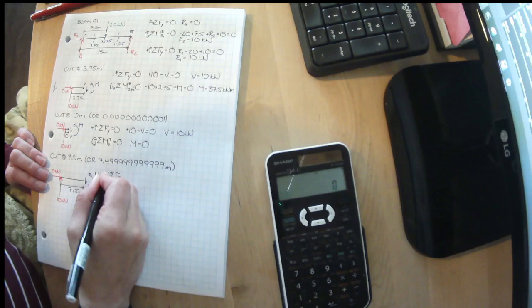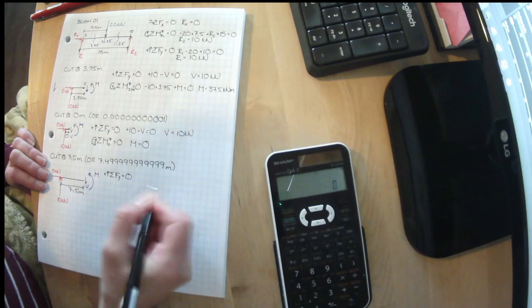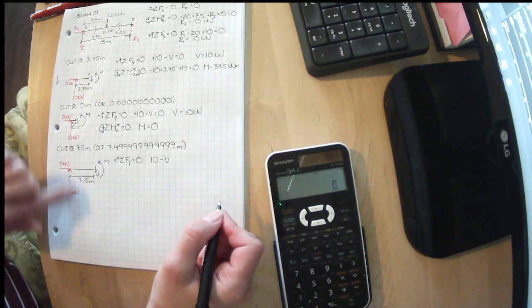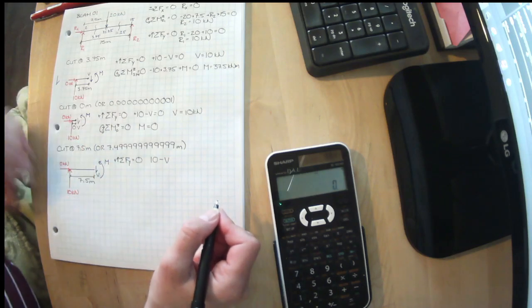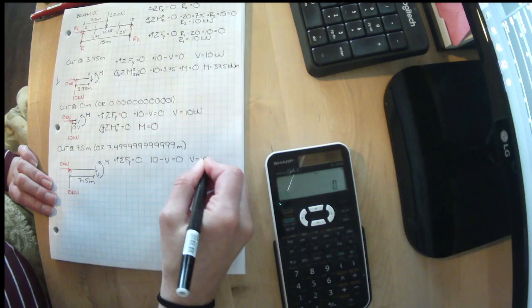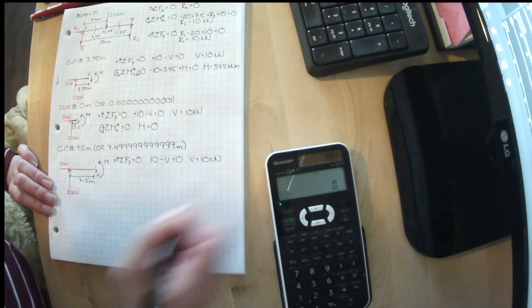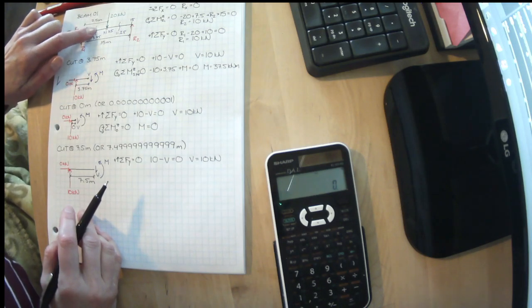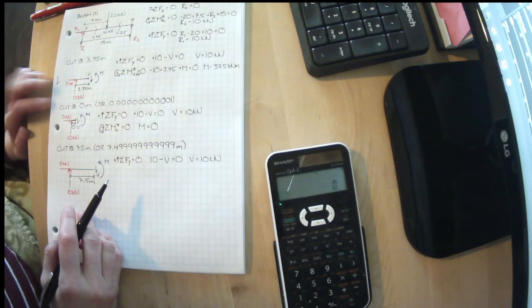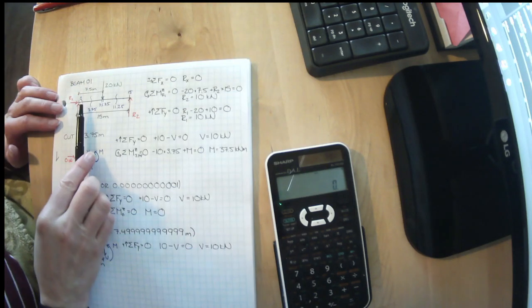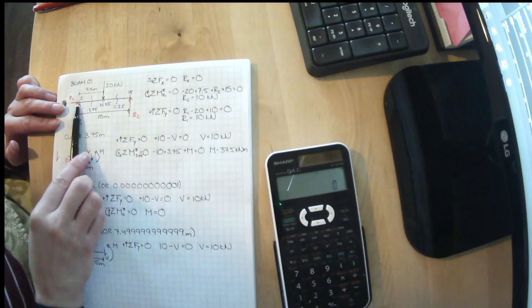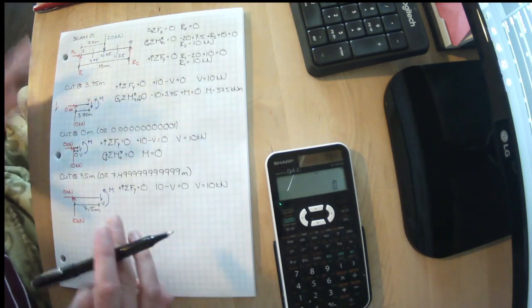So let's go through the same process. Let's sum our forces in the y direction with everything upwards being positive. We've got 10 kilonewtons minus V. We've got our 10 kilonewtons going up and our V going down equals 0. V equals 10 kilonewtons. So it looks like at this point it was 10 kilonewtons, at this point it was 10 kilonewtons, and at this point it's 10 kilonewtons. Do you think it's worth me doing any more cuts in here for shear? I think if I'm getting consistently all the way along that it's 10 kilonewtons, I've probably got a good answer there.